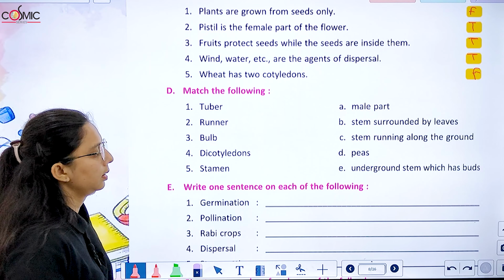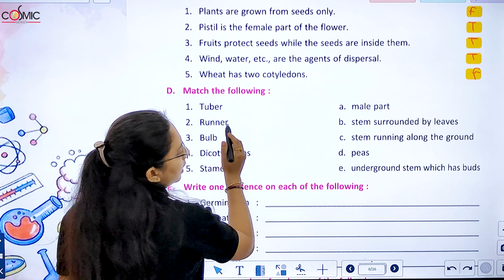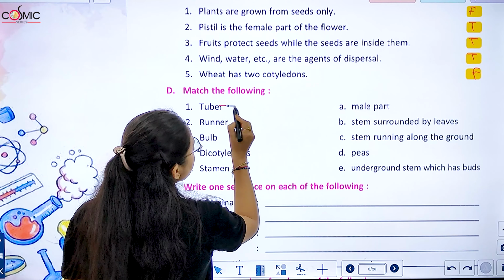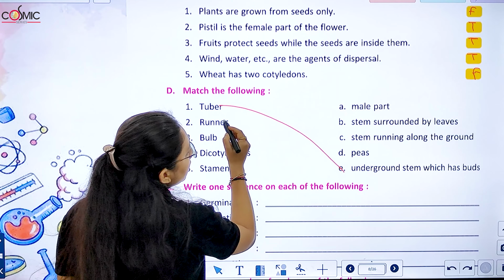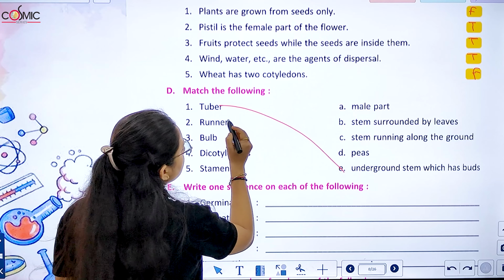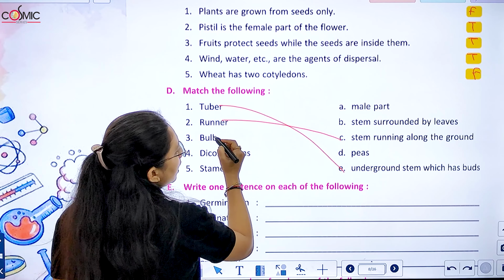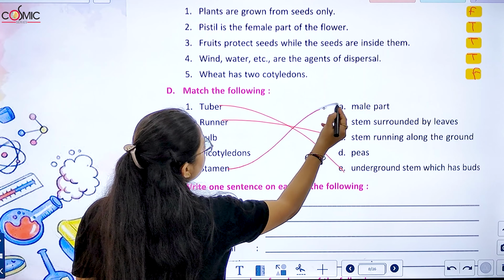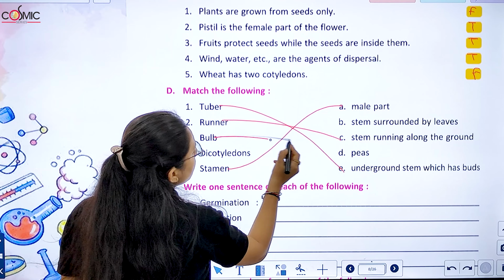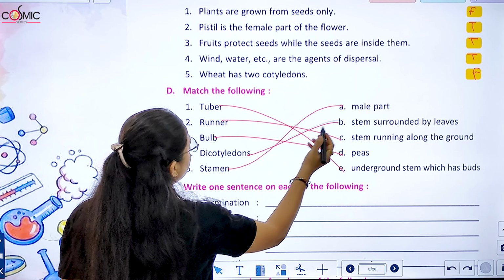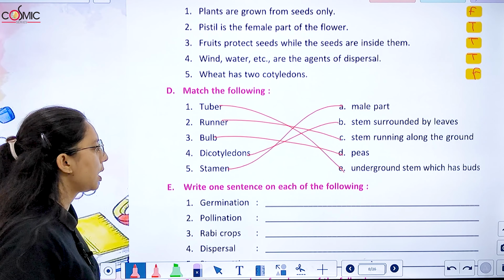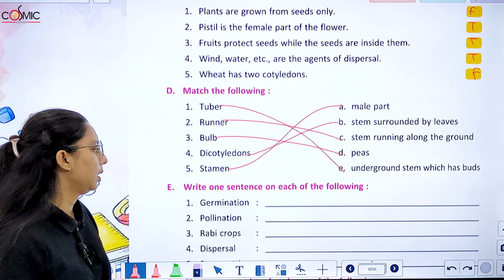Next is match the following. Tuber: it is the underground stem which has buds. Runner: stem running along the ground. Bulb. Stamen: it is the male part. Bulb इसमें होता है peas में और dicotyledon. They are stems surrounded by leaves.